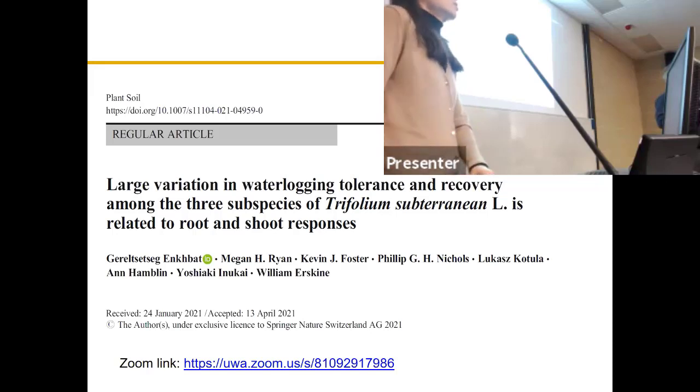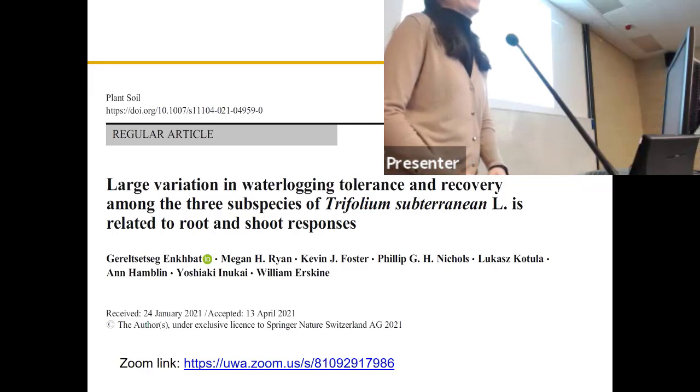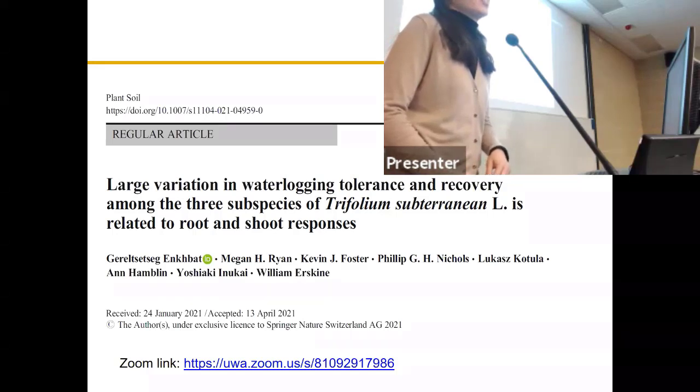Also a prize for the last question, and you've been very patient. That's okay. So my question is about the recovery rate in the field when the clover is growing in a situation with other plant species, I'm talking about wheat mainly. So what will be the recovery rate compared to your controlled sort of environment experiments?